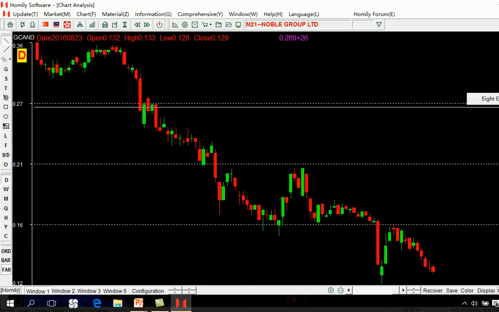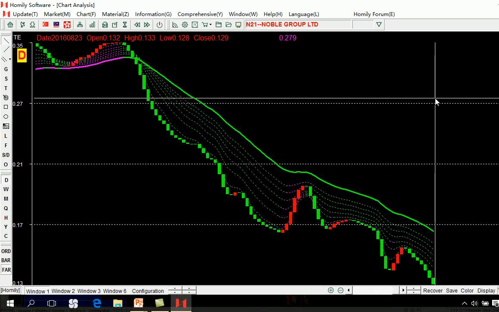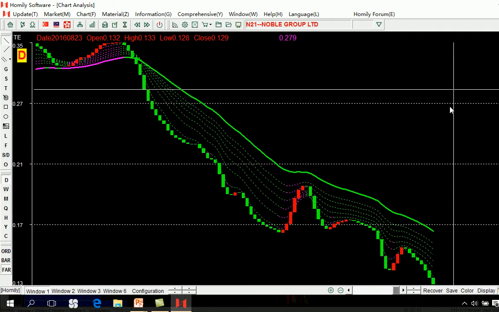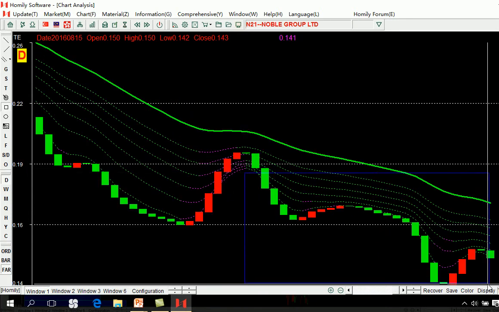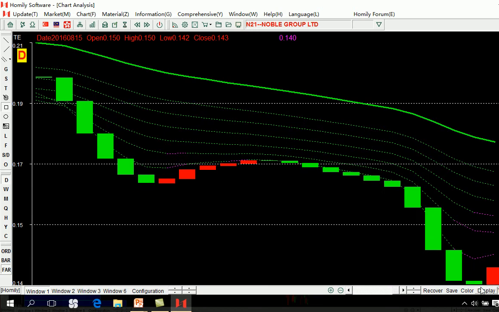Okay, then we can take the Trend Expert. For the overall trend, this is the downtrend, right? How to judge? You can see that this is the Trend Expert. The main line is green and down. And we can see here, this is the medium to long-term downtrend, okay? So if you want to buy here, we can see the candlestick like this.